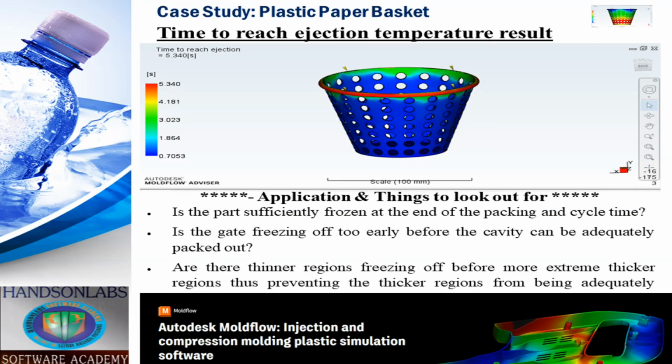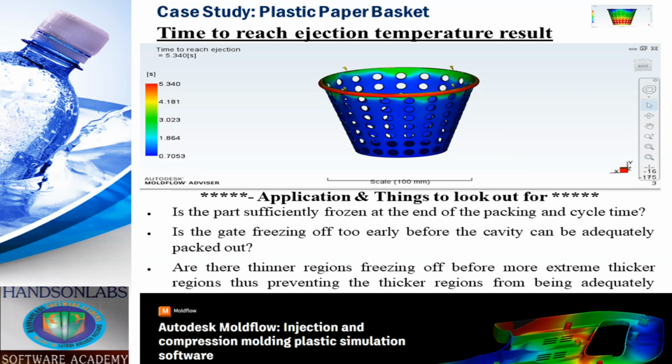Now these are some of the basic things that you need to look out for. Firstly, you need to ask yourself certain questions. 1. Is the part sufficiently frozen at the end of the packing and cycle time? 2. Is the gate freezing off too early before the cavity can be adequately packed out? Then 3. Are there thinner regions freezing off before thicker regions, thus preventing the thicker regions from being adequately filled? Okay, these are 3 major things, and there could be more, but these are some of the major things you should be looking at as far as the time to reach injection temperature result is concerned.